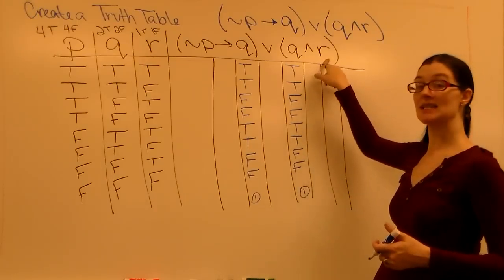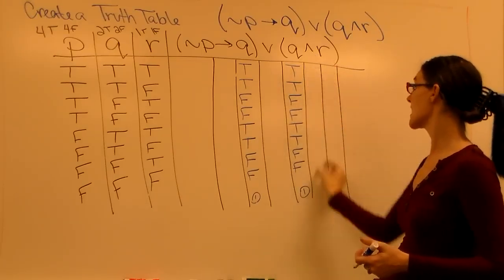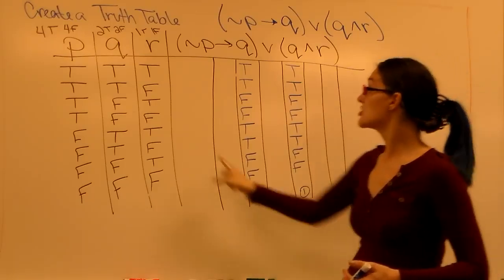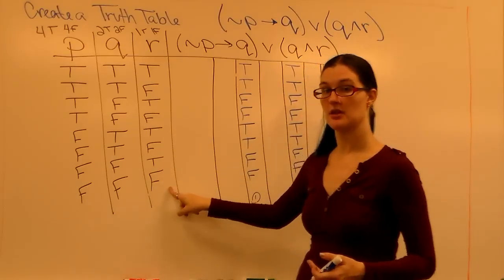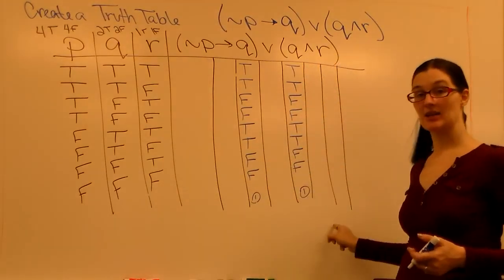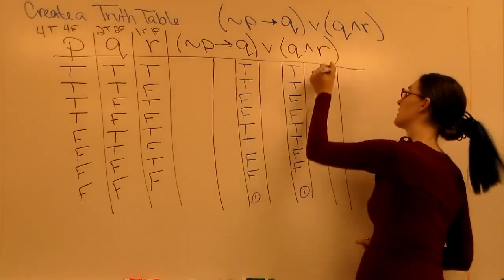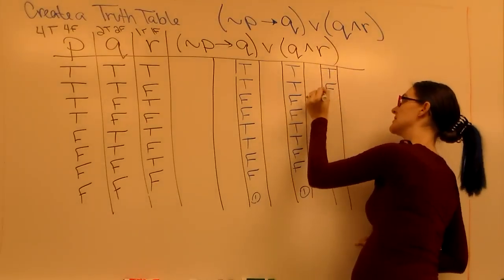There's nothing being done to that R. The conjunction has an entirely separate column. So I'm going to take R's column, true, false, true, false, true, false, true, false, and copy it exactly over to here. Trying to keep my rows even.